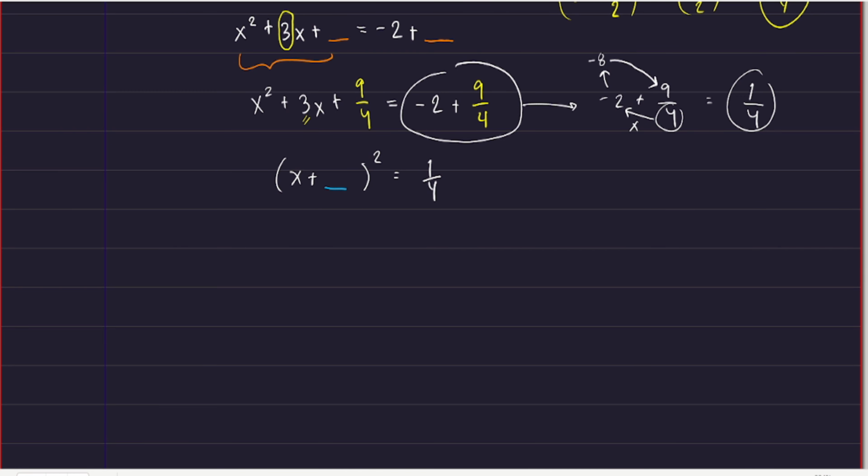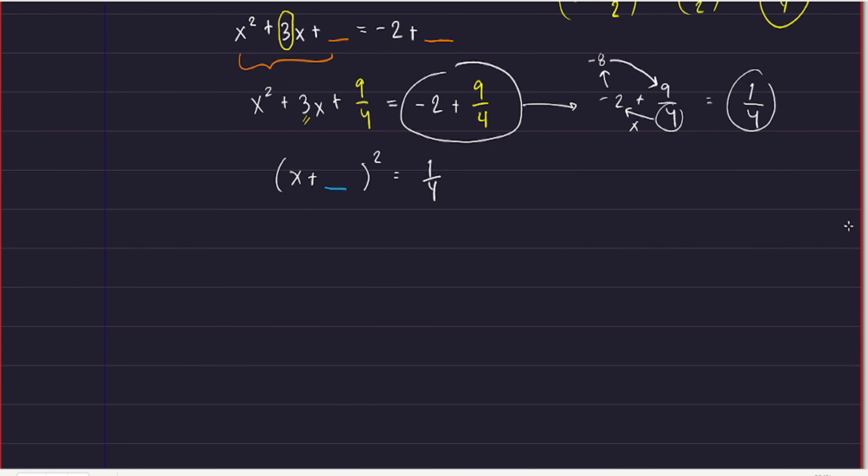Next, we have this. X plus the blank, squared, equals 1/4. Paano natin hahanapin yung blank na yon? So, as you can see, sa perfect square trinomial, meron kang x plus y squared equals x squared plus 2xy plus y squared. Na-accomplish na natin to, which is x squared plus 3x plus 9/4. Ngayon, ang hahanapin natin ay kung ano yung counterpart ng y dito sa identity na to.